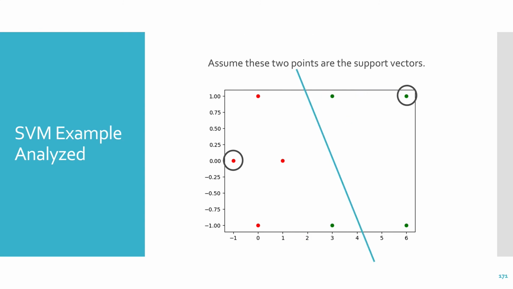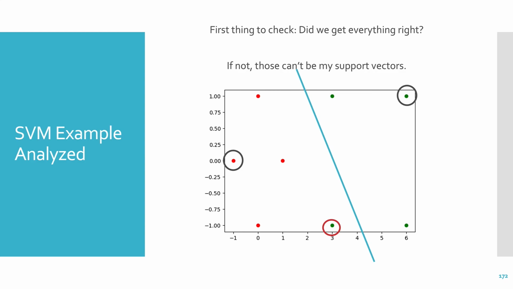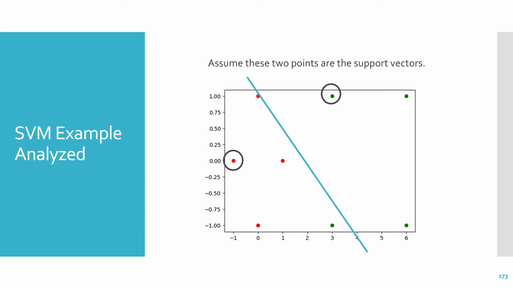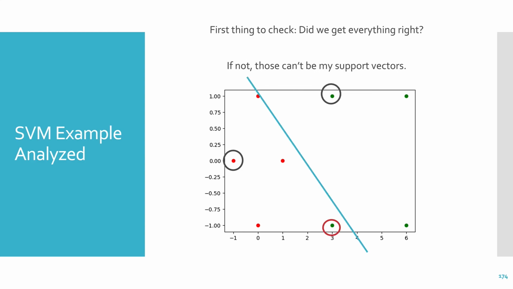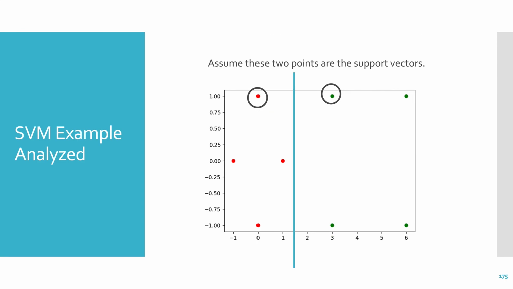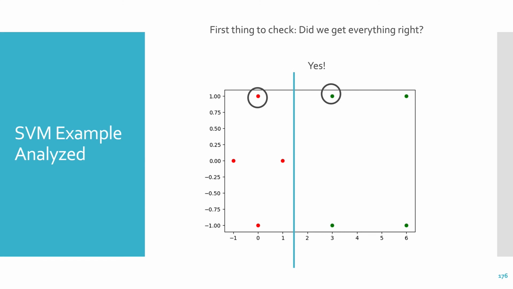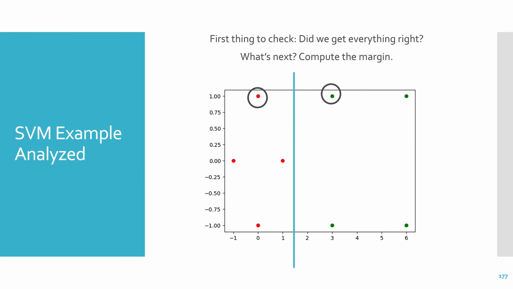Okay, what about these two? Now we're getting this one wrong, so these must not be the support vectors. And these two. Still getting this one wrong, so these are not the support vectors. Now if we choose these two points as support vectors, we get a line like this, and we actually get everything right. So we check to see if we got everything right.